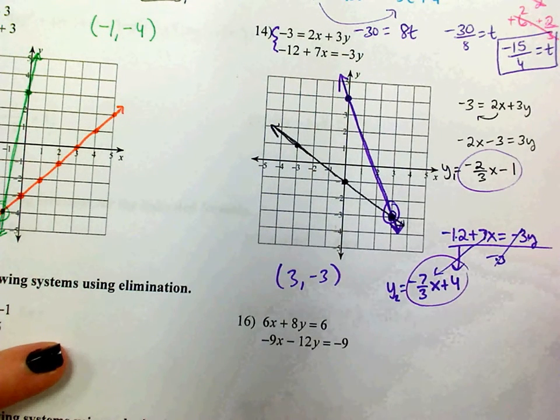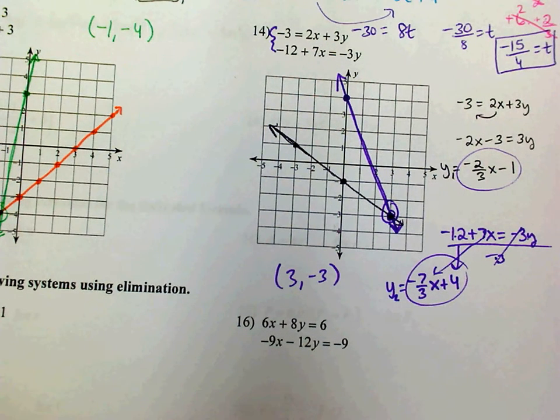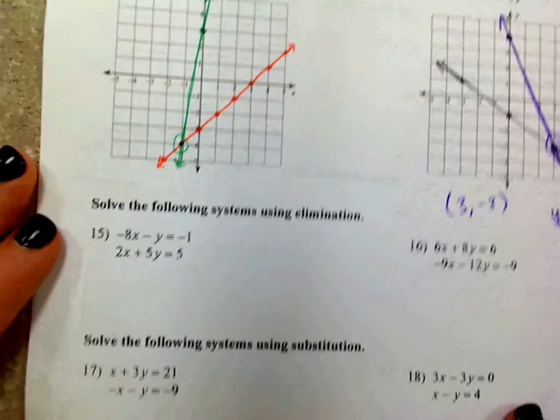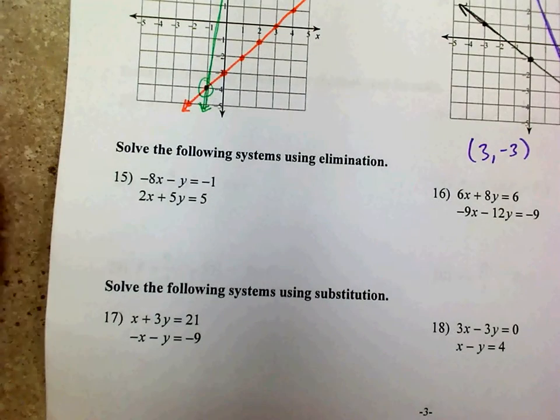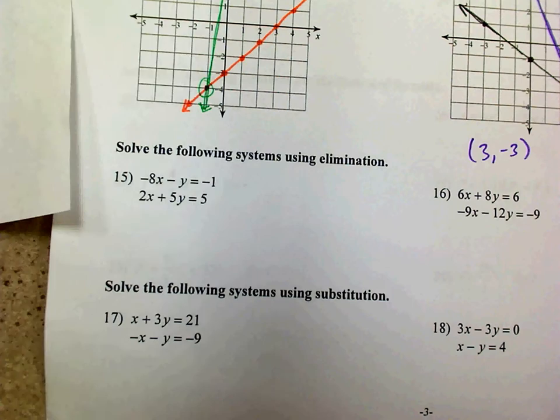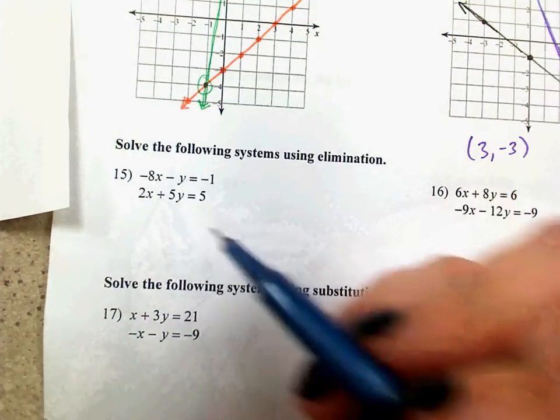Okay. Solve using elimination. Okay, so elimination, if you remember, has to do with eliminating the variables. So when I look at these two systems, I notice that x has a -8 and a 2 in front of it, and y has a -1 and a 5 in front of it.